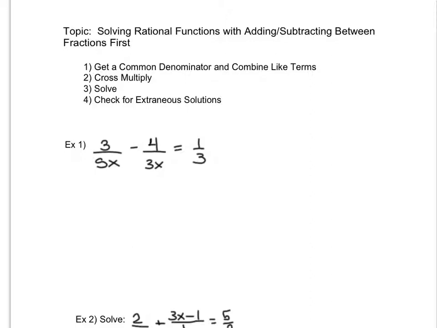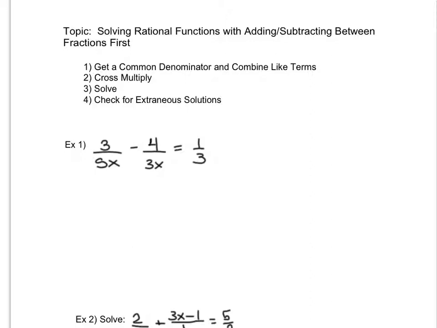So if there's more than one term, and again, terms are separated by add or subtract signs, then we need to first try to get some sort of common denominator and combine like terms, whether that means combining like terms on one side or moving something over to the other side and then combining like terms. Then we can cross multiply, solve, and check for extraneous solutions like we did in the previous video.